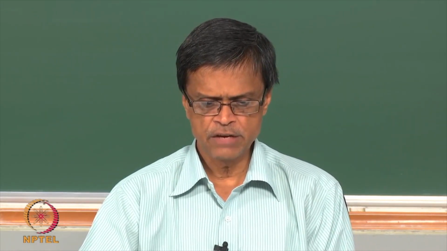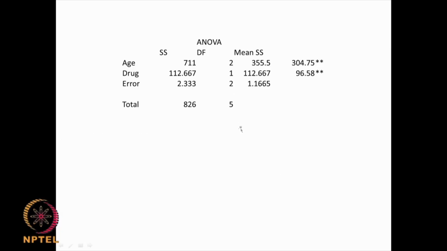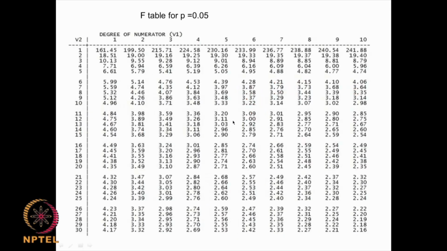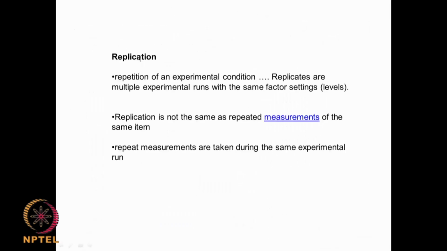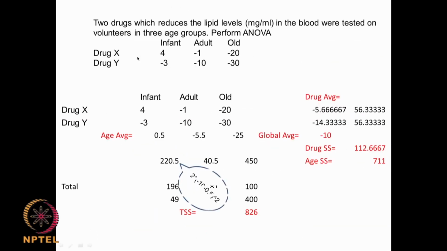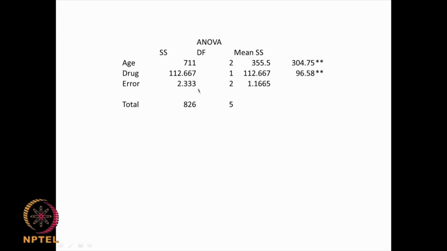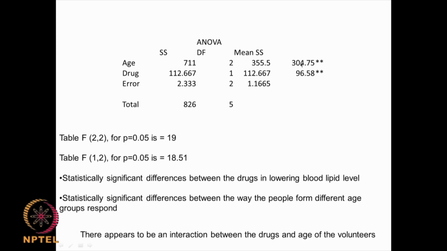For this we get F 2 comma 2 at 95%. Let us look at it. 2 comma 2 at 95%, you see the F value comes out to be 19, right. Okay, 19. So this is large. So obviously age has a significant effect, because we have to reject the null hypothesis at 95%. Similarly for 1 comma 2 F, I get 18.5 from the table, and here you have 96.58. So obviously we reject the null hypothesis.